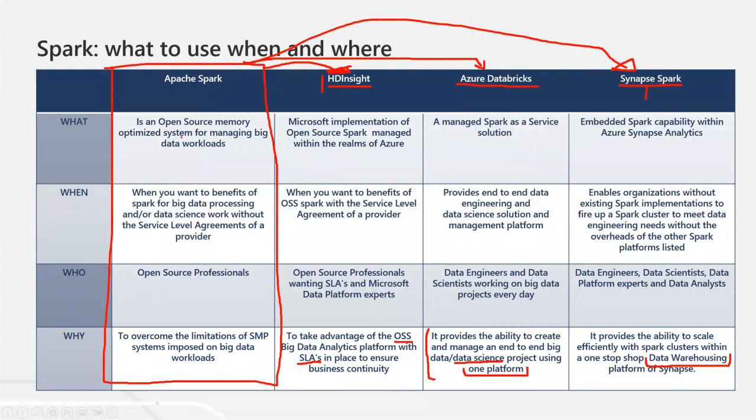I will not dwell on this table, but just to give you the knowledge that you have different kinds of Spark, different implementations of Spark, which is a technology to work with big data. And it is open source with Apache, but within the Azure ecosystem, you're gonna have different implementations of Spark: HD Insight, Databricks, or Synapse. They are implementing Spark in a different way for their different needs, let's say.